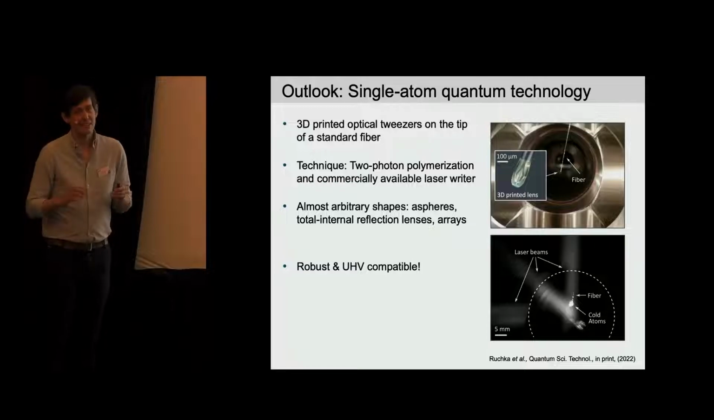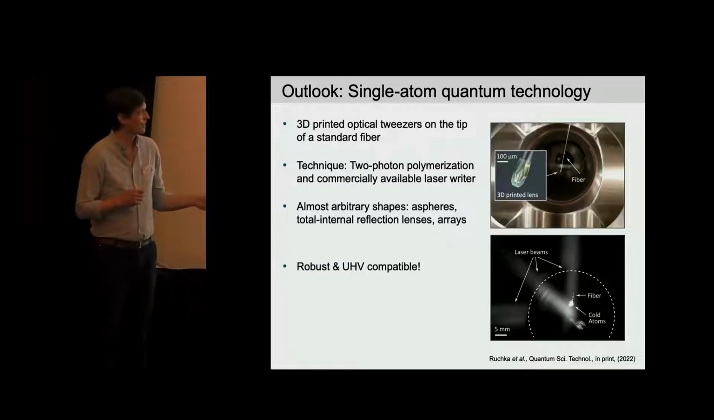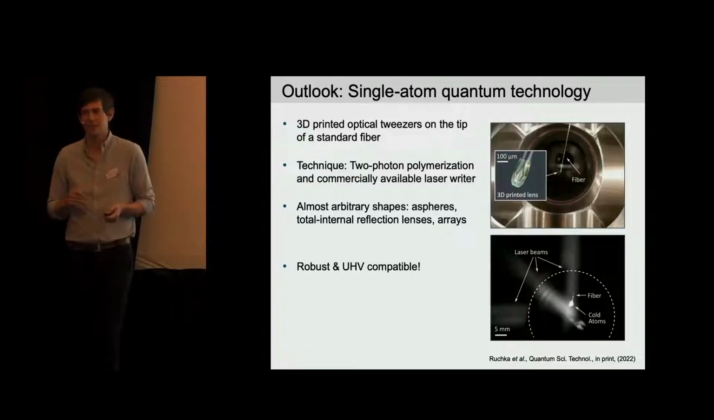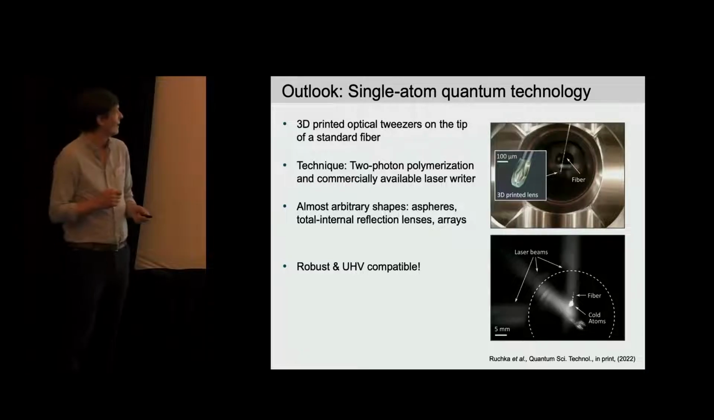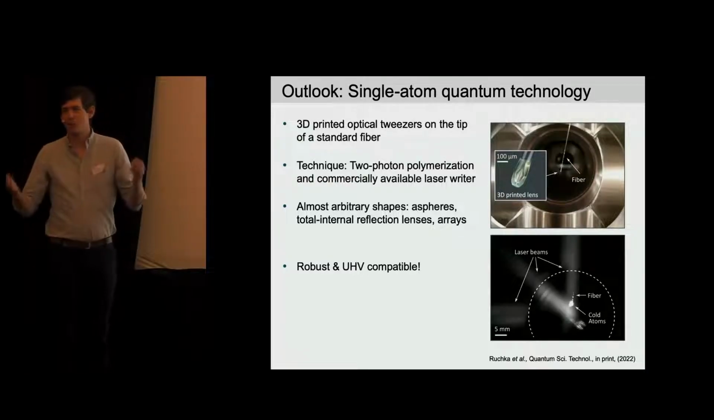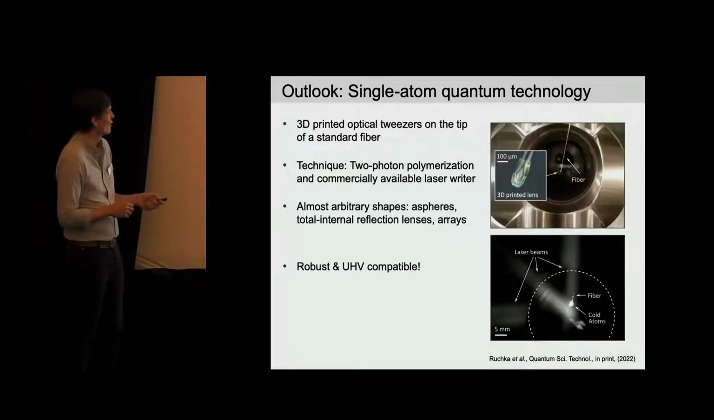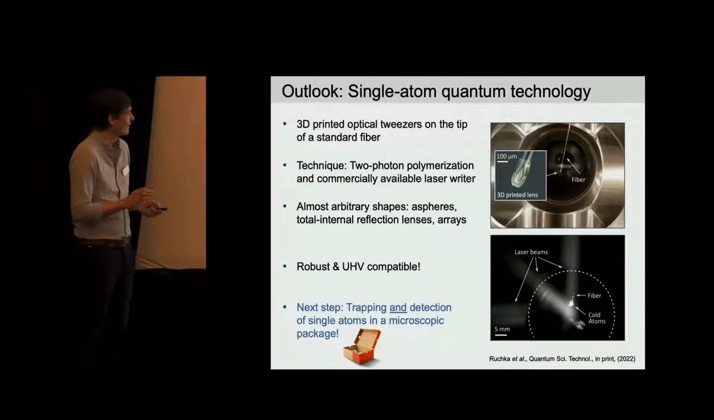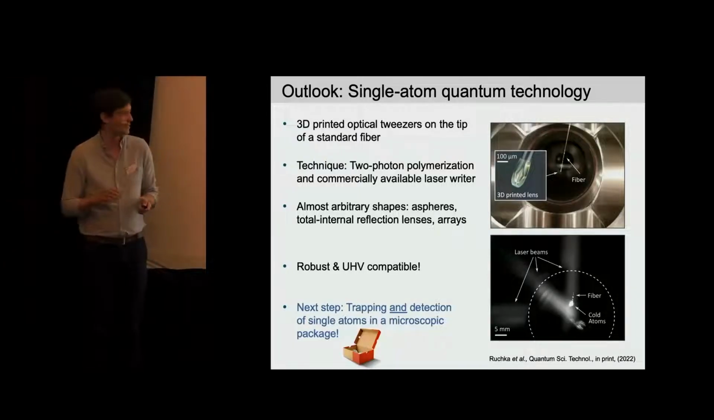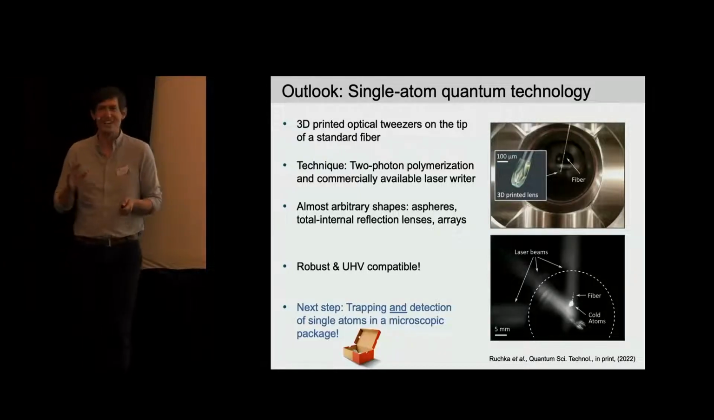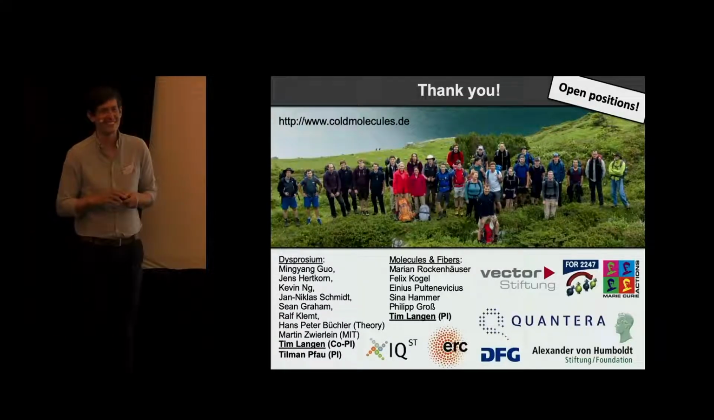It's plastic, so you would normally not put it into your vacuum chamber, but it turns out it actually works surprisingly well. There's no issues with this, and we can even trap atoms close to it already. We can move the whole thing around. It's robust. It can sustain all the alkali pressures in the vacuum chamber, so it's all very nice. And so hopefully, as a next step, we can realize trapping and detection of single atoms in such a microscopic package. And with this, I'm now really at the end, and I thank you for your attention.